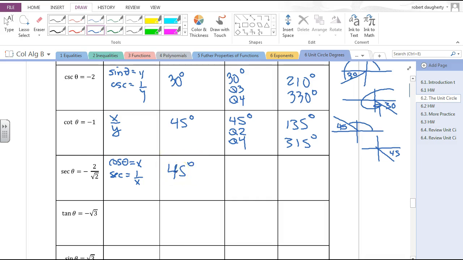Secant, cosine, I've got a negative in front. Where are those trig functions negative? 2 and 3. So 45 degrees in quadrant 2 and quadrant 3. So what are those angles? What's a 45-degree angle in quadrant 2? That's 135. What's the 45-degree angle in quadrant 3? Noah? 225. Okay.